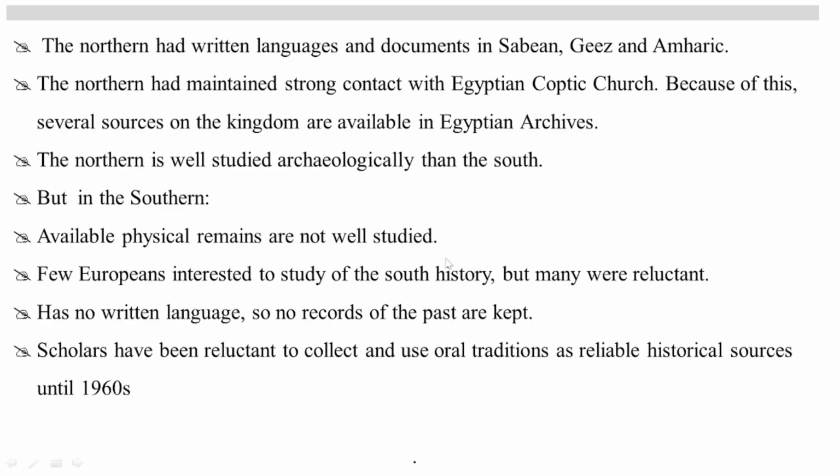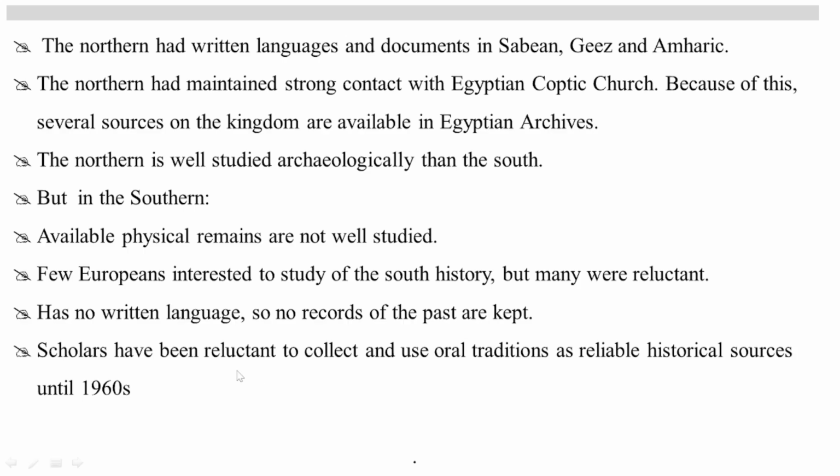Another disadvantage of the south: few Europeans were interested in studying the history of the south, but many were reluctant to go to the southern part of Ethiopia, a lack of interest among European writers. Again, the south had no written language, so no records of the past were kept. That is the difference between the north and the south.